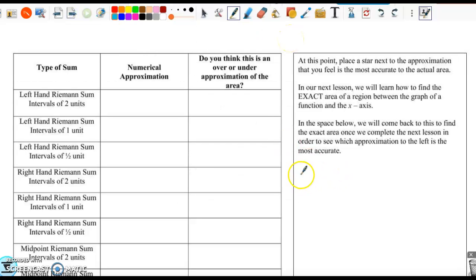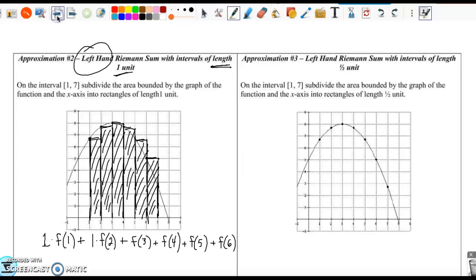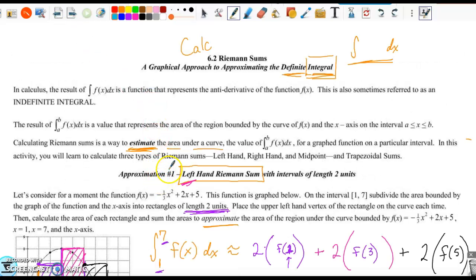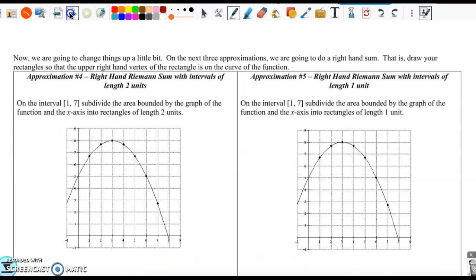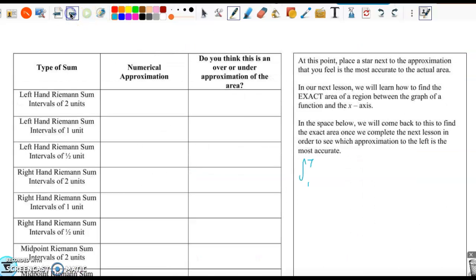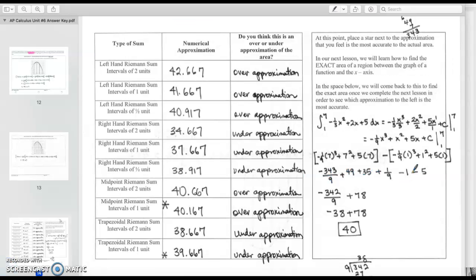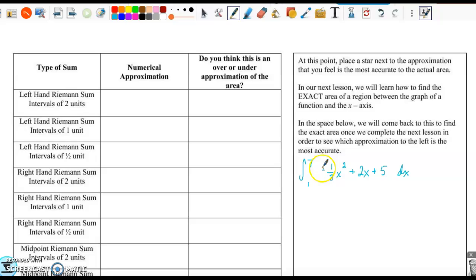So if we go back to that problem, and I asked you to do the integral from 1 to 7. This is called the definite integral, by the way. I already forgot what the function was. It was negative 1/3 x squared plus 2x plus 5. Just double checking I copied it down correctly. And it would be nice if I put in parentheses. So what you do is you take the antiderivative of that, which I'll just work through.